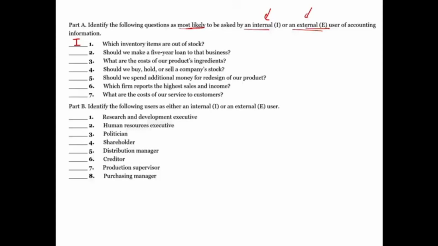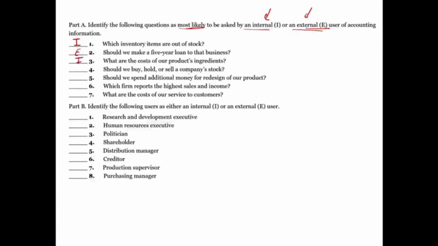Should we make a 5-year loan to that business? Who makes loans to the business? Bankers, lenders, creditors. Those are external users to the company because they are outside the company. What are the costs of our product ingredients? Who'd be interested in this? The production manager, the production supervisor, the general manager for that division. So that's an internal user.